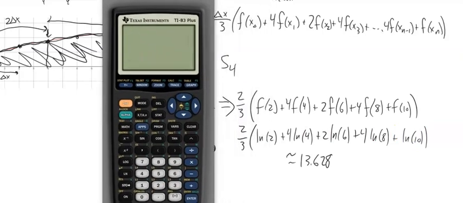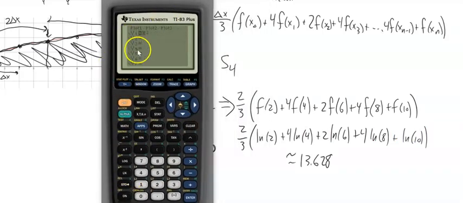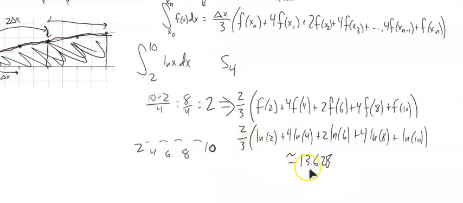If you wanted to do that other method, you could say let y equal natural log of x. I'm not going to enter the whole thing, but then you can go 2/3 times and plug 2 into the function, right? So you want y1 of 2, close off the parentheses, plus 4 times 4 plugged into that same function, and so on, and enter it that way. With natural log, you're probably not saving too many keystrokes, but in a more complicated function, it's a good way to go. So this is our approximation for that area that's under there.